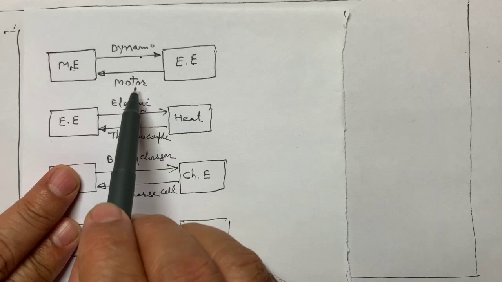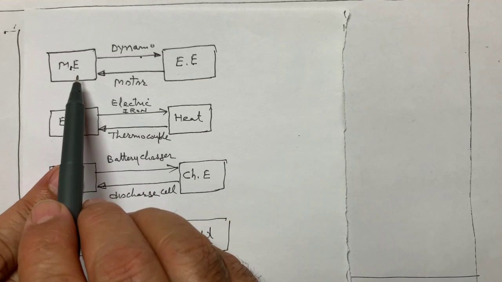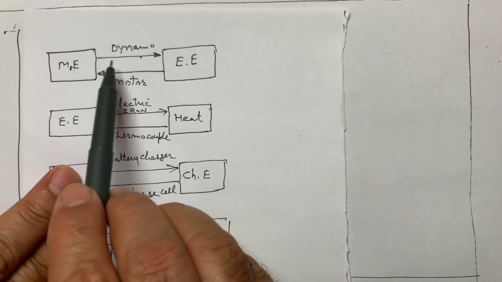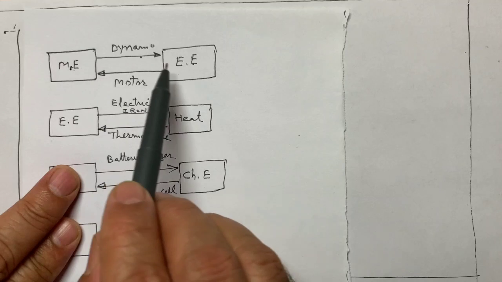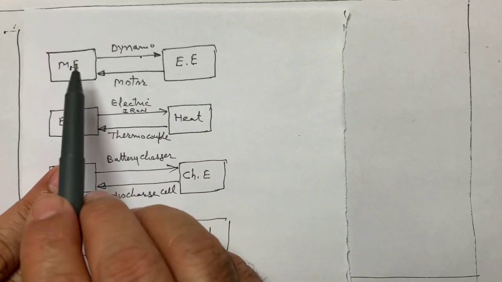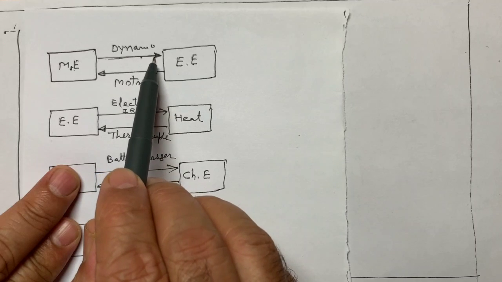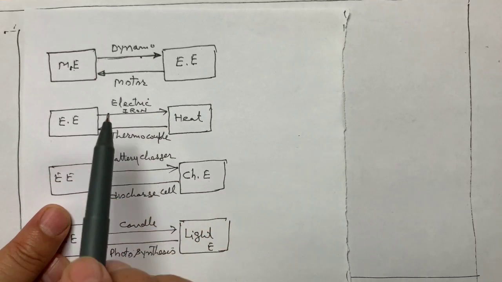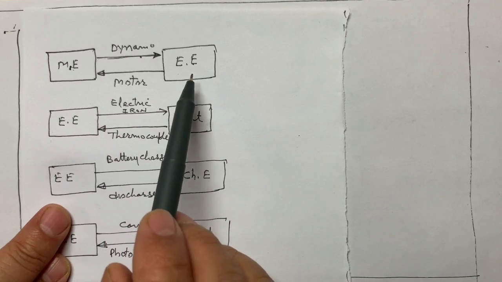Ceiling fan, exhaust fan. Electrical energy is converted into mechanical energy by the motor. The dynamo changes mechanical into electrical. This is used in cars, buses, etc. These are the two energies, mechanical and electrical.